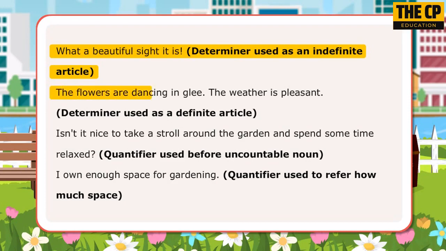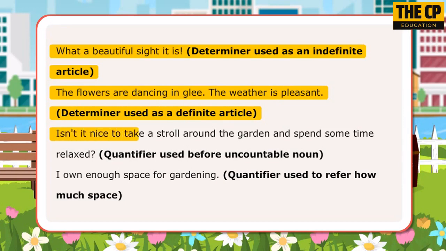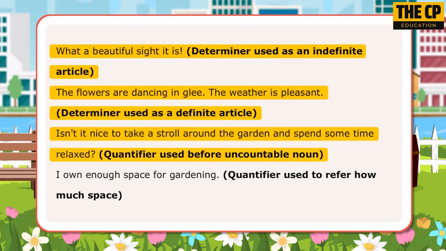The flowers are dancing in glee. The weather is pleasant. Determiner used as a definite article. Isn't it nice to take a stroll around the garden and spend some time relaxed? Quantifier used before uncountable noun. I own enough space for gardening. Quantifier used to refer how much space.